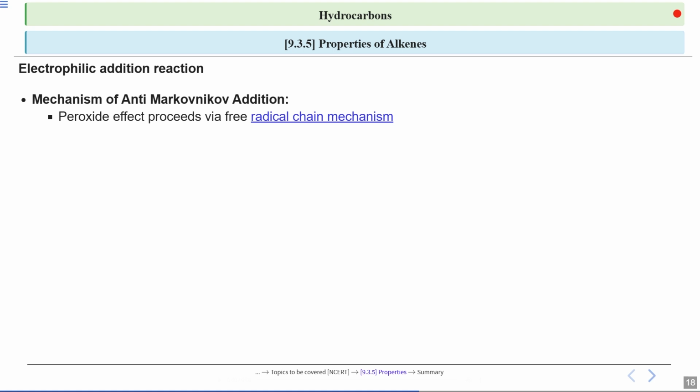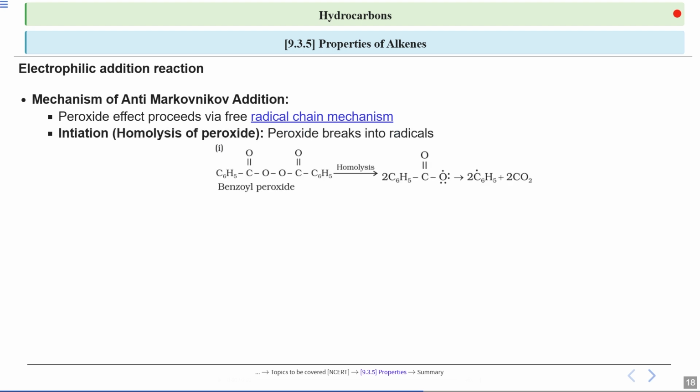The peroxide effect proceeds via a free radical chain mechanism. A free radical is a particle with an unpaired electron, making it highly reactive. This is different from the usual ionic mechanism we see in addition reactions. The presence of peroxide is what triggers the radical pathway. What we do is take benzoyl peroxide, and it breaks down into two parts, and these two parts are further dissociated into four parts. So benzoyl peroxide is converted to a radical, which is further converted to a phenyl radical and 2 moles of carbon dioxide.